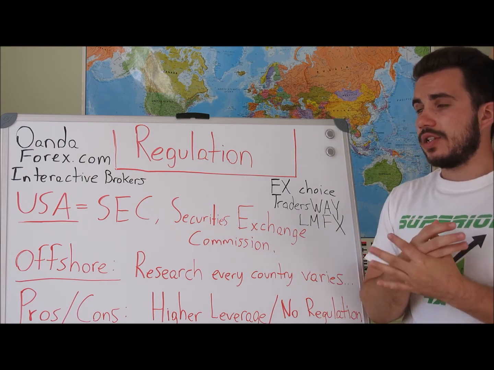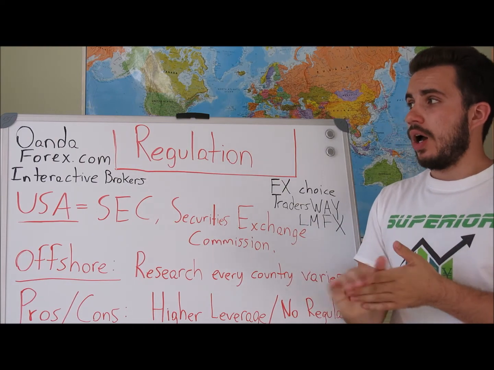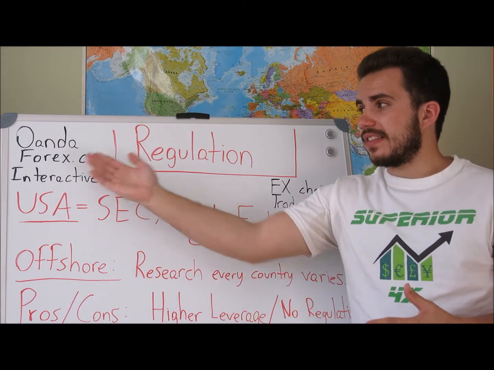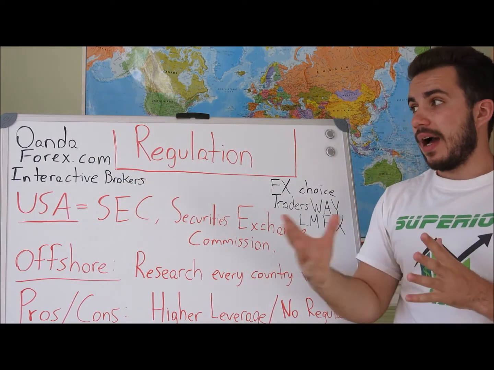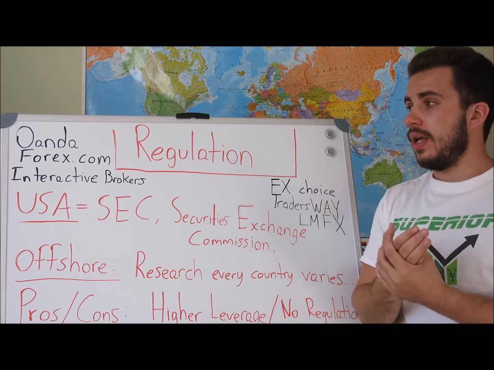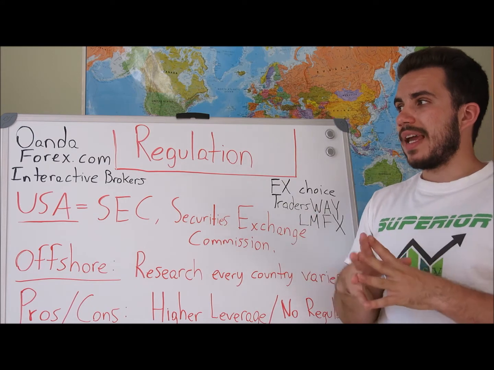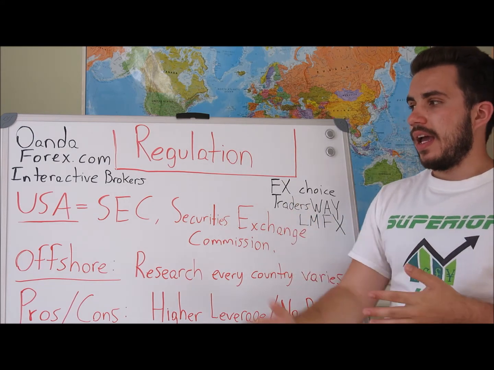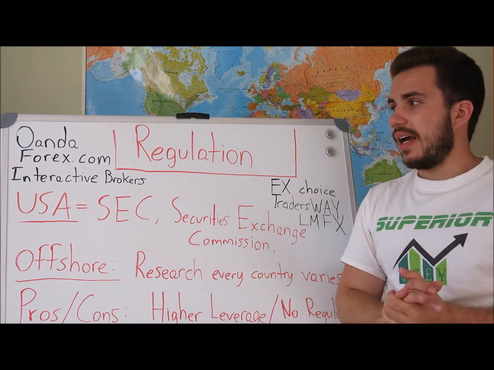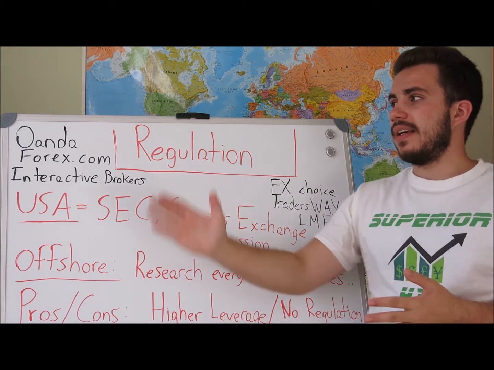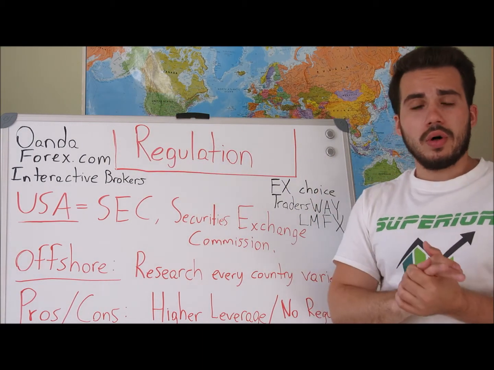Some of the recommendations I can make when choosing Forex brokers here in the US are Oanda, Forex.com, and Interactive Brokers. These guys have very high reviews from their clientele. They have been around for a number of years, so they have a really good reputation in the Forex market. And of course, they are regulated by the SEC. So it can be said that if you are here in the US, it is safe to sign up with these brokers.